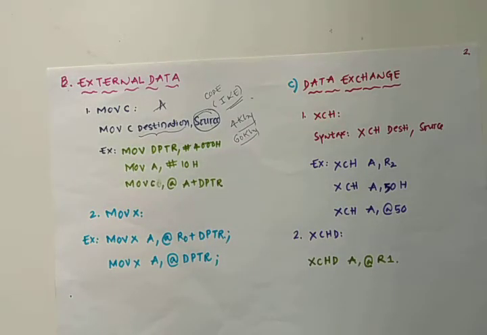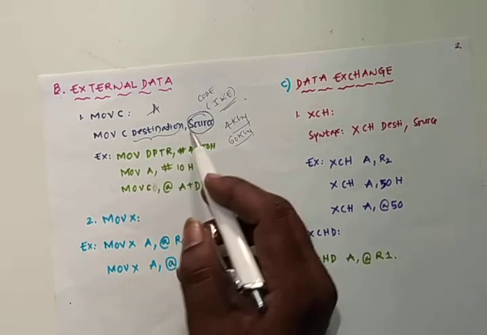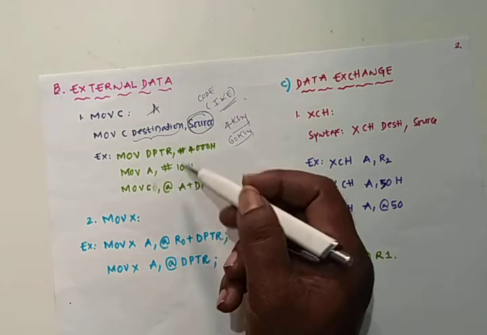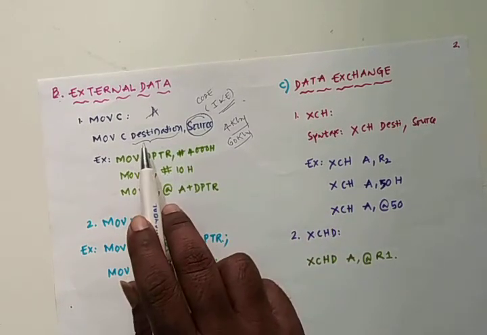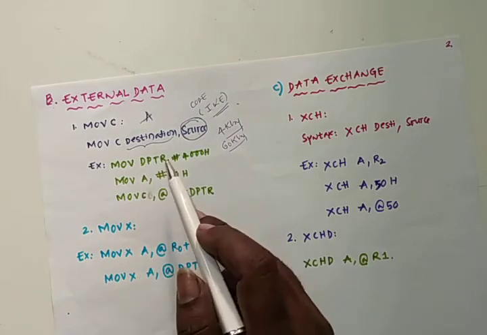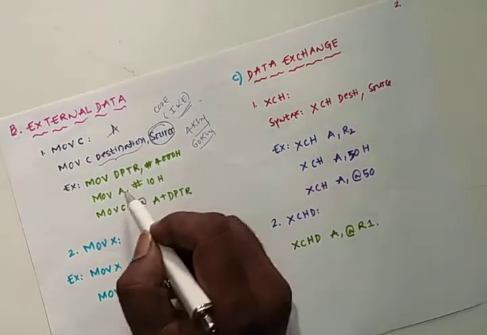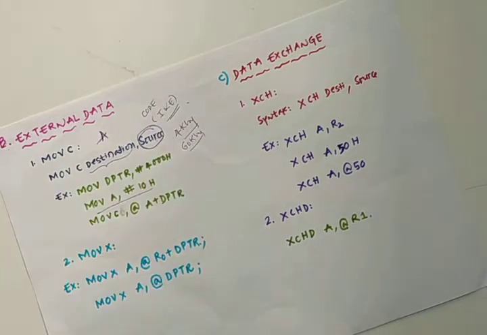The MOVC instruction copies the data from the source to the destination. The destination has to be the accumulator. Source may be internal or external code memory. This is about the operation of the complete MOVC instruction. I am going with some examples of this one. Here we will be having MOV A.